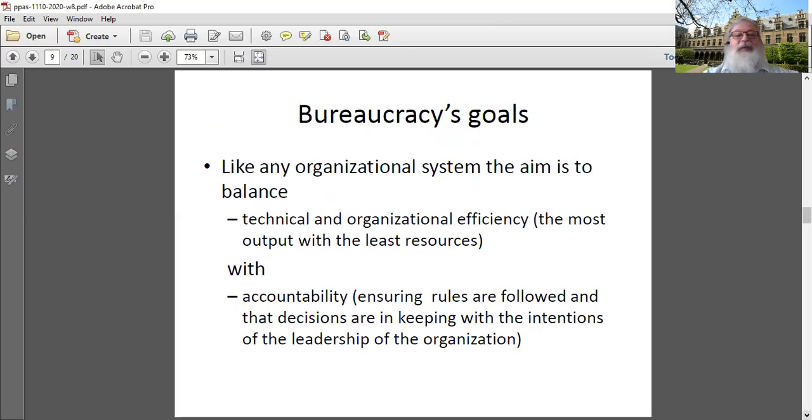So, like any other organizational form, the goal of bureaucracy is to balance technical and organizational efficiency, the most output with the least resources, and the best output, perhaps we could say, with accountability, ensuring rules are followed and that decisions are in keeping with the intentions of the leadership of the organization.